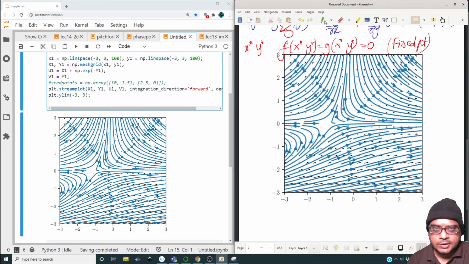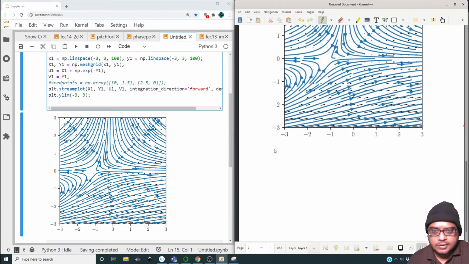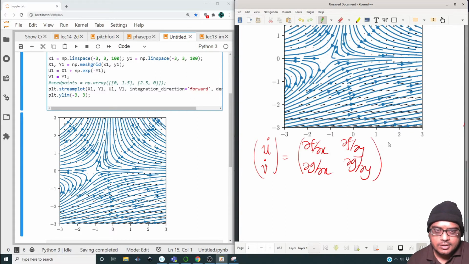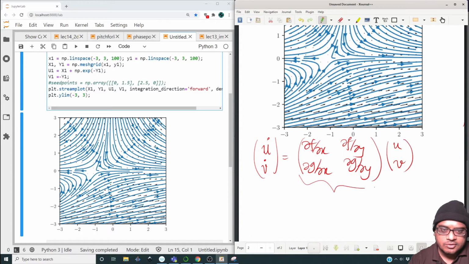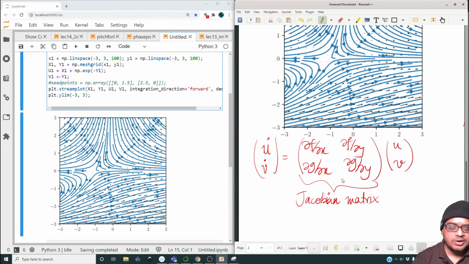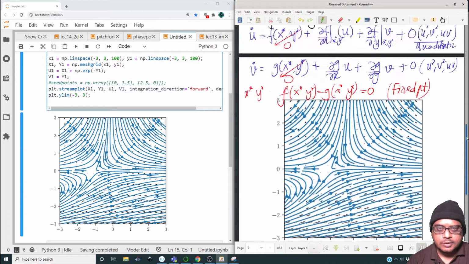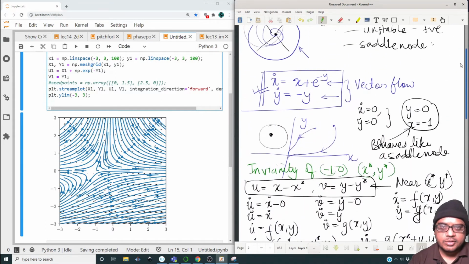And hence, finally we can write down u dot and v dot is equal to the matrix del f del x, del f del y, del g del x, del g del y times u, v. So we have linearized the system near the fixed point, and it depends on the eigenvalues and eigenvectors of this particular matrix, which is also called the Jacobian matrix. It depends on the local slopes of the functions. Alright, so let us quickly look at the Jacobian of this.